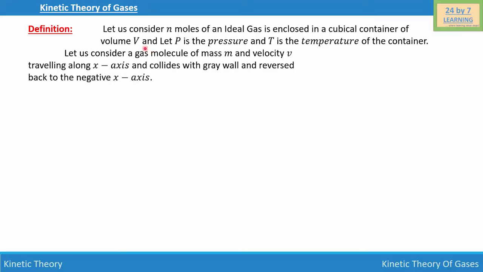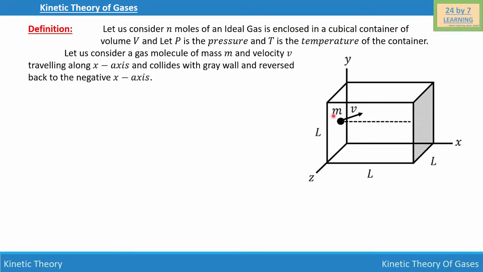Now what we are going to do is use this information to draw a picture. So here's the picture where you can see a cubical container with length, width and height as L. Let this be a gas molecule of mass m, moving along the x-axis. This molecule will collide with this gray wall and then come back along the negative x-axis. So this is the positive direction of the x-axis and this is the negative direction of the x-axis.